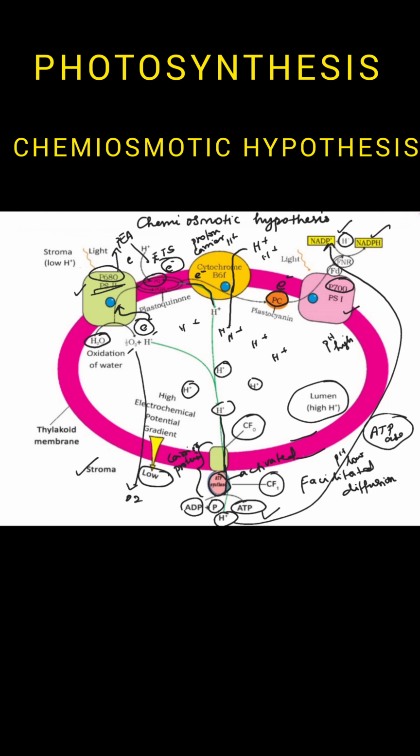The chemiosmotic hypothesis explains how ATP is synthesized. Here the proton gradient drives the synthesis of ATP, and NADPH, the strong energy compound, is also formed. One NADPH is equal to 3 ATP molecules. All these represent the chemiosmotic hypothesis, which was first explained by Peter Mitchell.